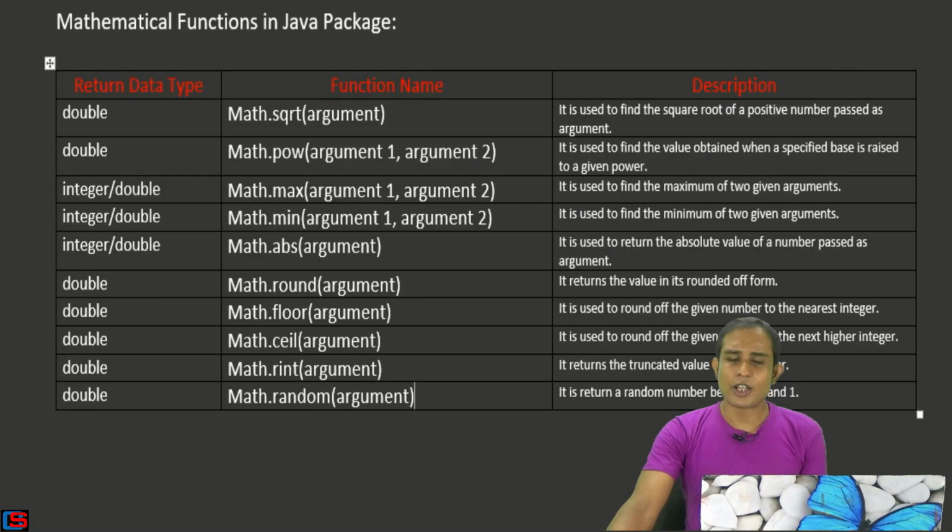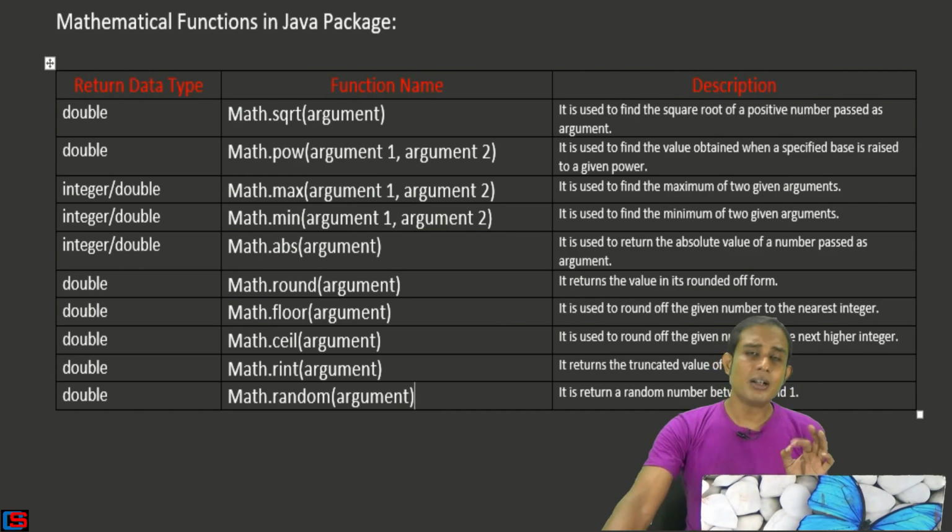Now come to the math.random function. By using the math.random function, we can generate a random number between 0 and 1. The math.random function always returns a double data type value. For example, the number may be 0.00-something like this.